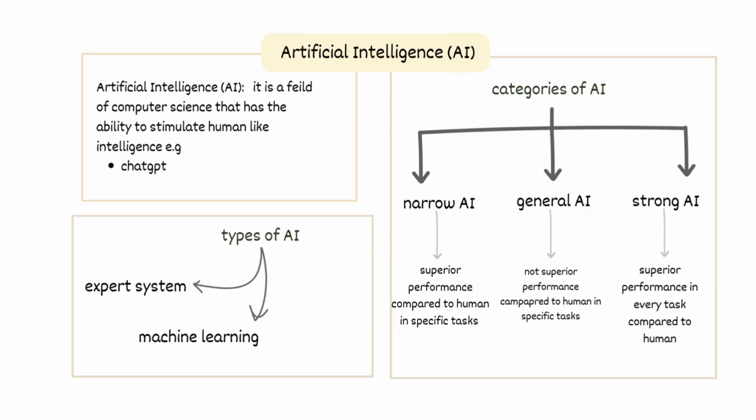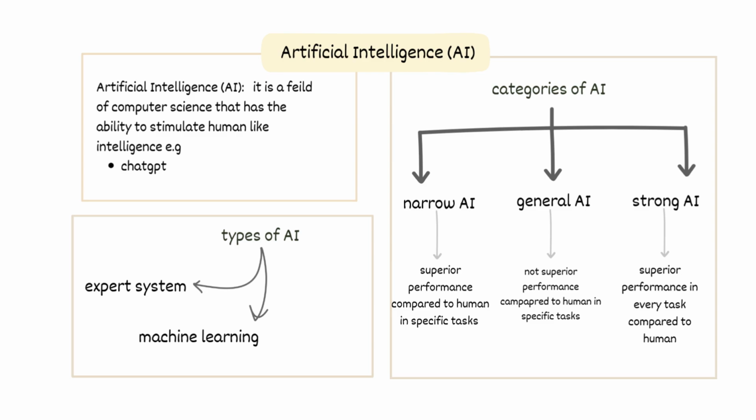Well, AI is divided into three categories: narrow AI, general AI, and strong AI. Narrow AI has superior performance compared to humans in specific tasks. General AI does not have superior performance compared to humans in specific tasks. And strong AI has superior performance in every task compared to humans.